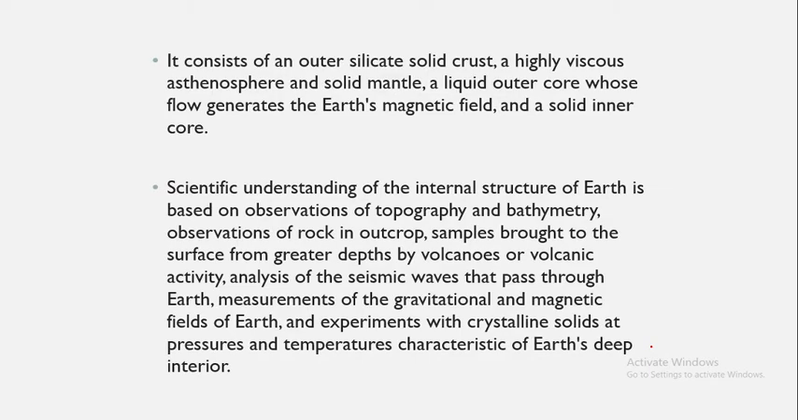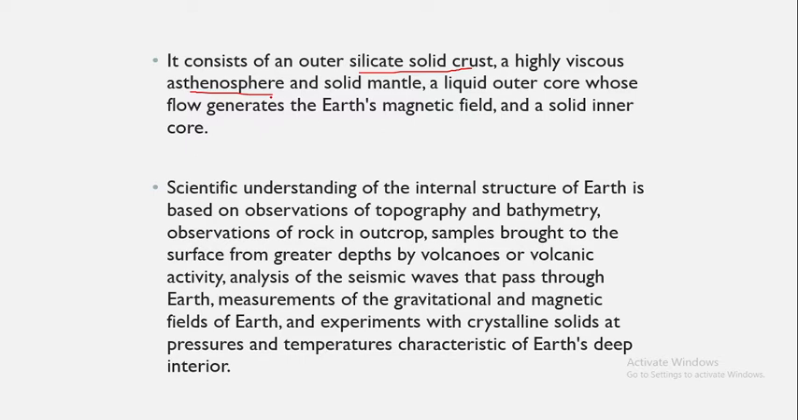Then it consists of an outer silicate solid crust. Now it says about the composition of this crust, then mantle and core. So here you can see silicate minerals. As we know, various silicate minerals are present in the crust. A highly viscous asthenosphere. Asthenosphere is nothing but a plastic state. It's a plastic layer present in between this crust and this mantle region.